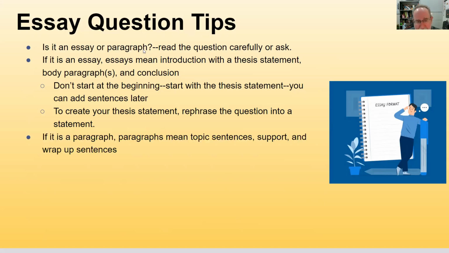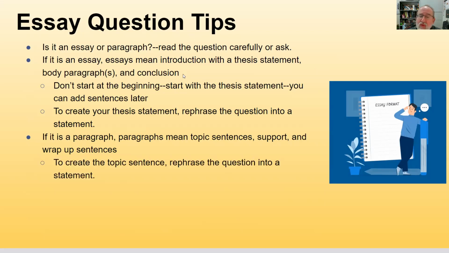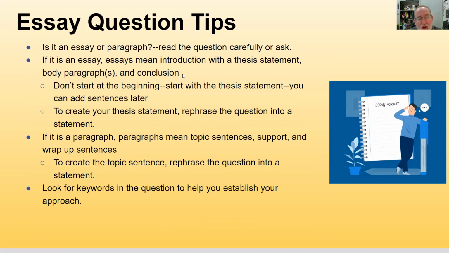Now, if you're writing a paragraph, that means a topic sentence, support, and wrap-up sentences, okay? Right? And now to create a topic sentence, let's rephrase the question into a statement. Okay. Now look for keywords that help you identify your approach. Every one of these questions has some type of keyword to it. They might be things like illustrate, compare, contrast, argue, define. Those types of keywords will tell you how you need to organize your thoughts, how to make your argument, and how to make your statement, how to write your essay.